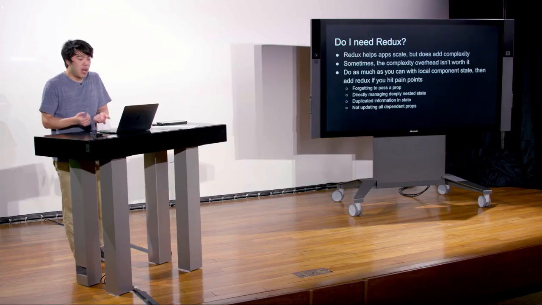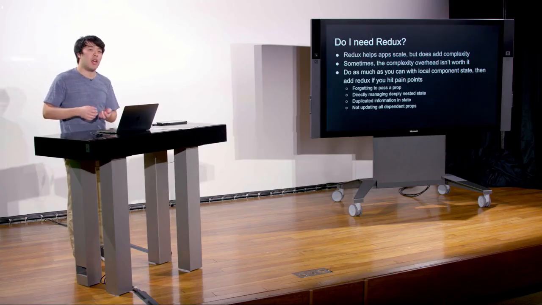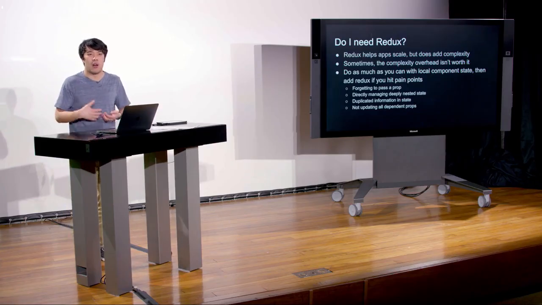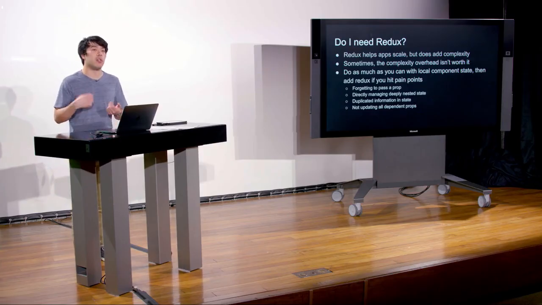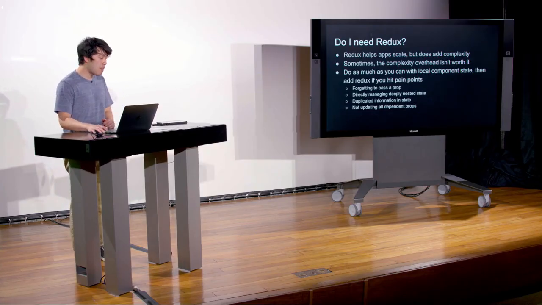And again, what are these pain points? Well, maybe you're forgetting to pass a prop. Maybe you're directly managing deeply nested state when you don't necessarily need to be. Maybe you have a lot of duplicated information in your state where you can just instead put it in your Redux store and listen to those values where you need to. Maybe you're not updating all the dependent props. A way you can fix that in Redux is just by having all of those props listened to in the reducer when you're going to update the state.